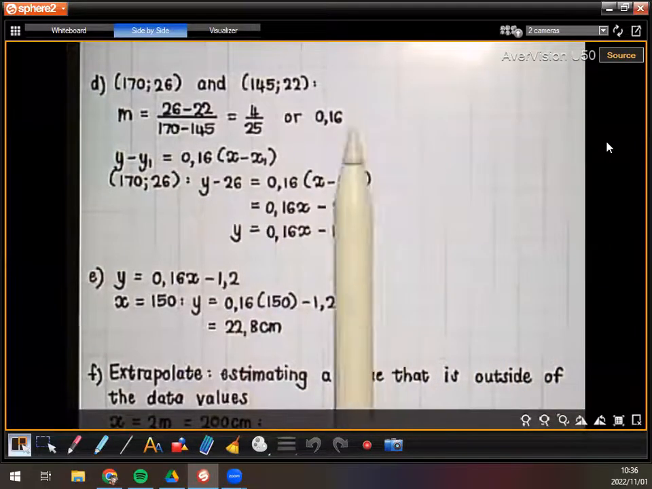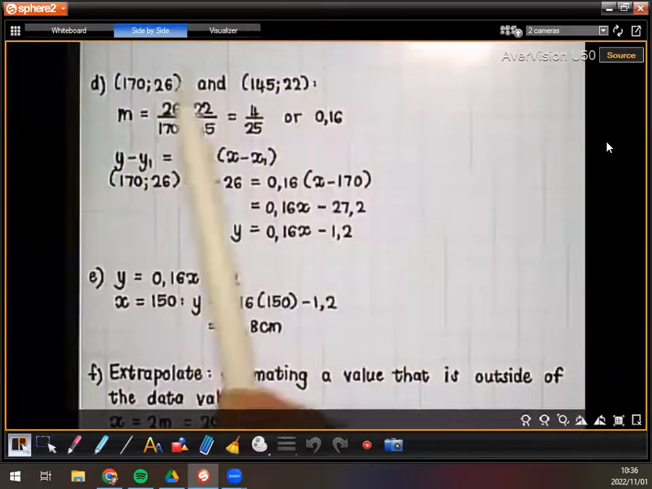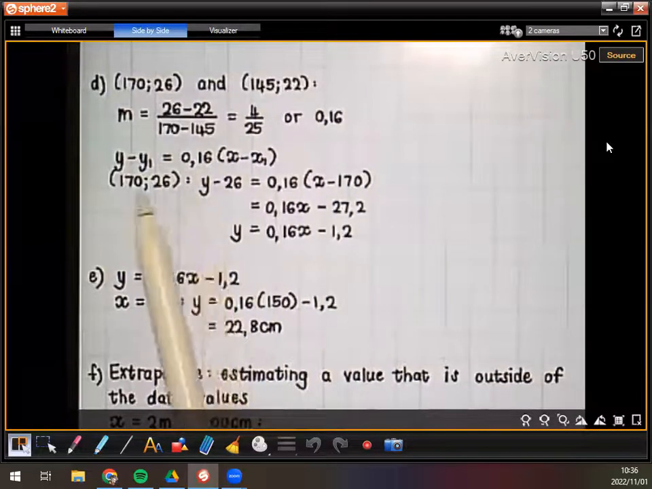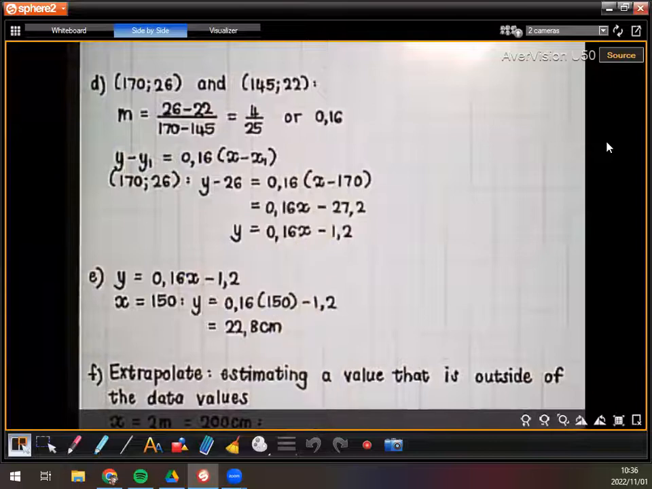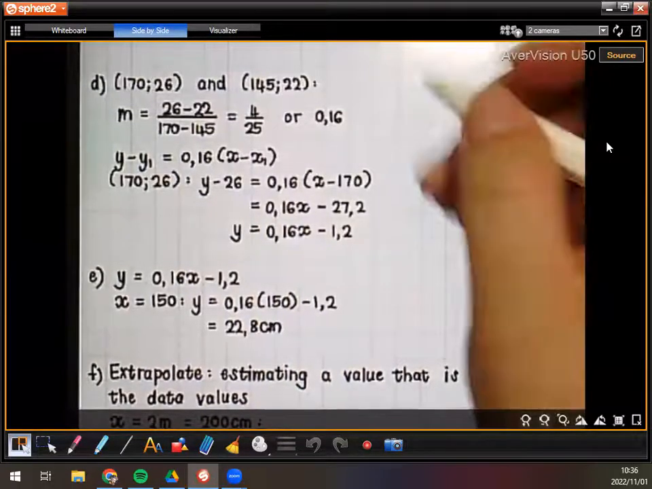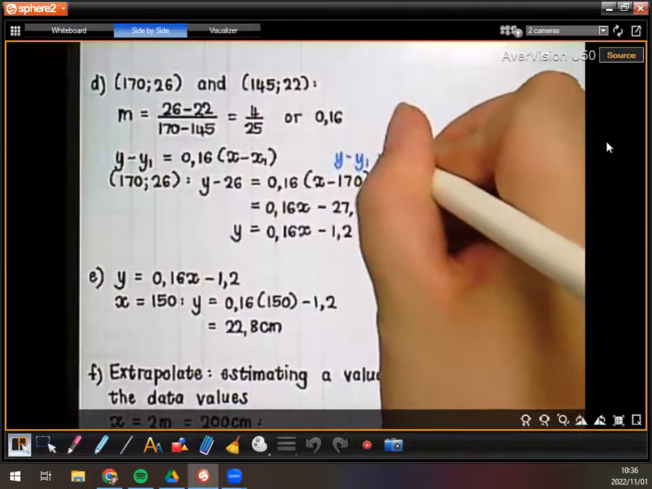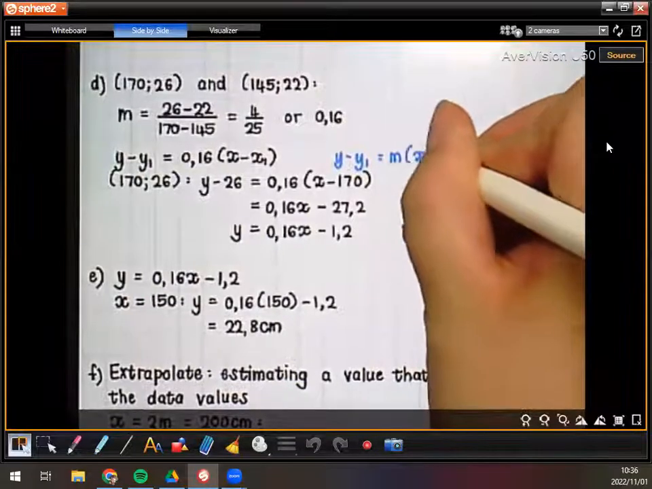And then the next step, you have to choose one of your 2 points. I chose the first one. I could have chosen the next one as well. And you then have to substitute into your equation with your m value put there, right? This is the formula that I'm using: y minus y1 is equal to m times x minus x1.